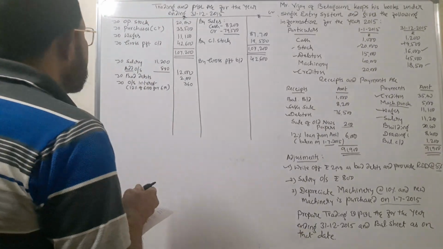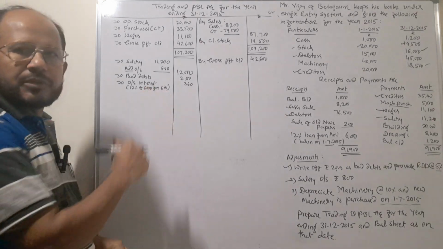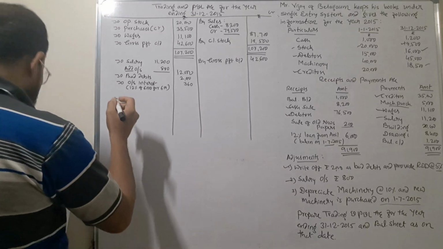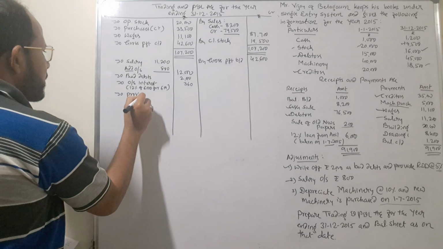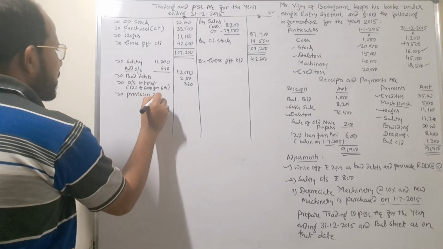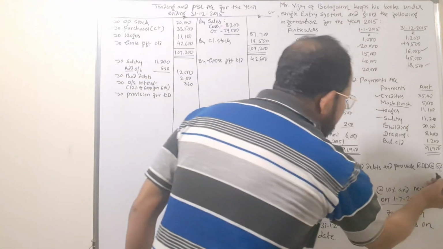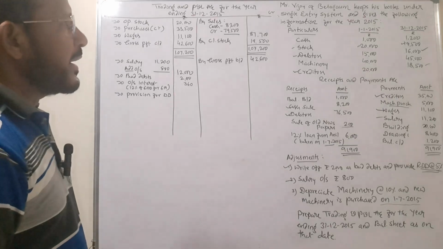Okay, outstanding interest is rupees 360. That is 12% of 6,000 for 6 months we have to show. Then after this we have to write provision for doubtful debts. It is already given. See here, 5% of RDD, reserve for doubtful debt, is to be provided.